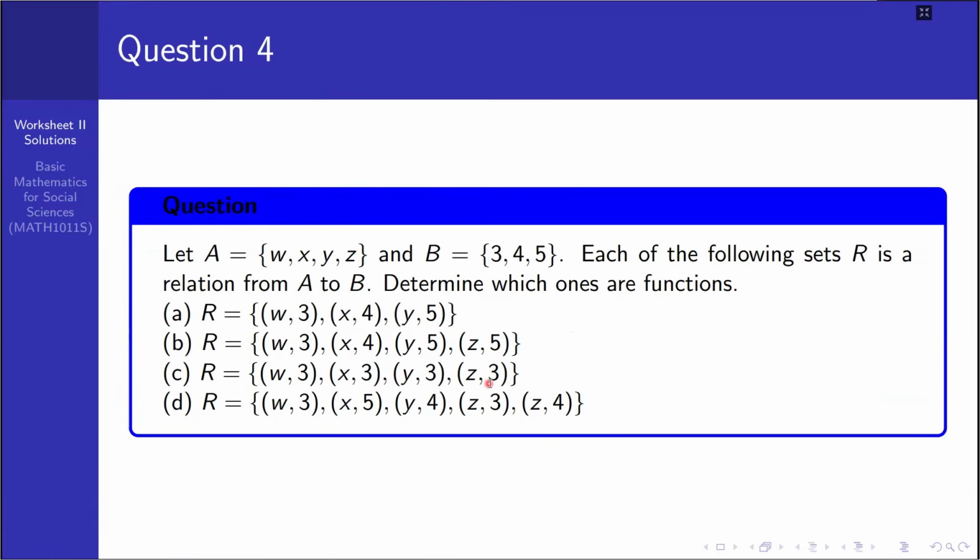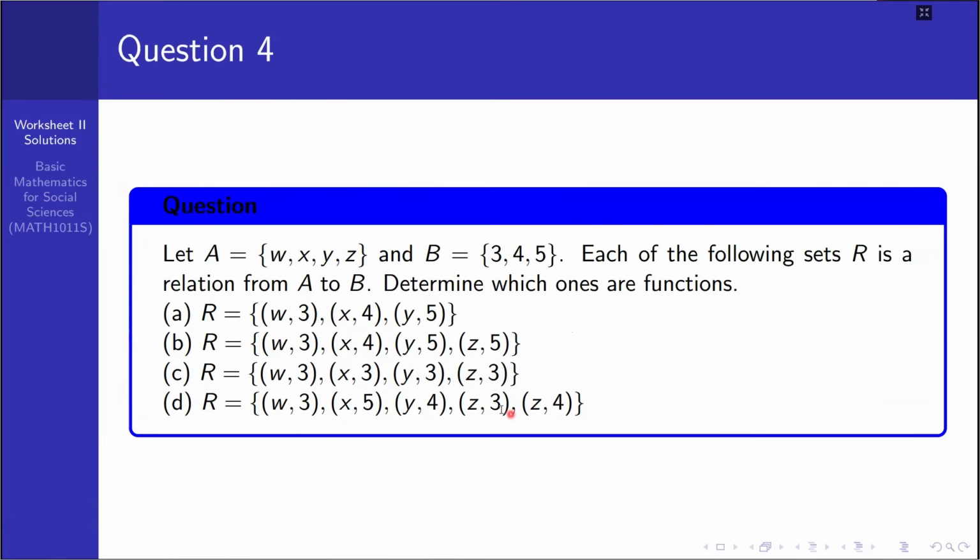Coming to this one, we have w3, x3, y3, z3, which is a constant function. W, x, y, z is the domain, so that is a constant function. Therefore, this relation is a function. And lastly, that's simply D: w3, x5, y4, z3, and z4.